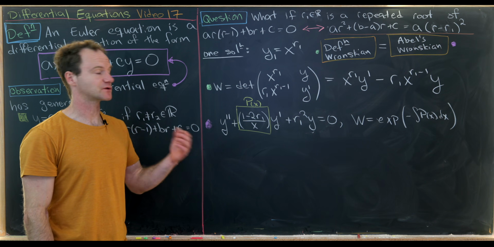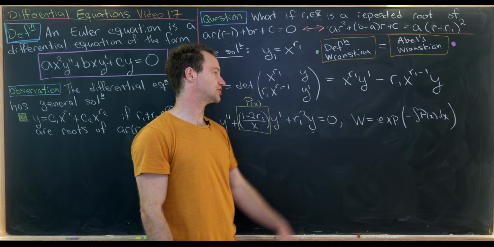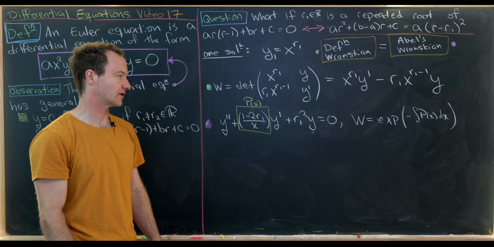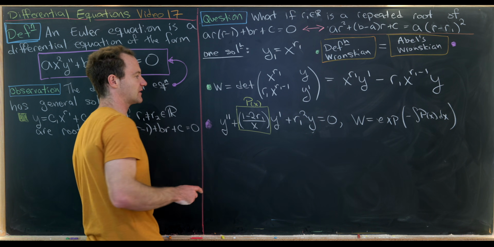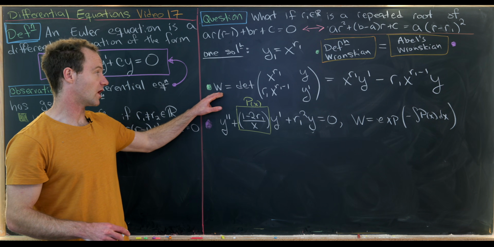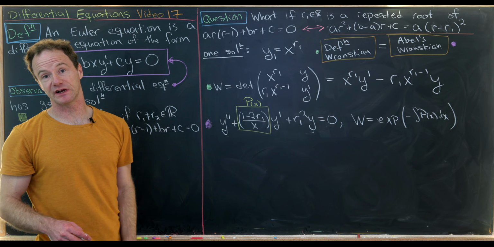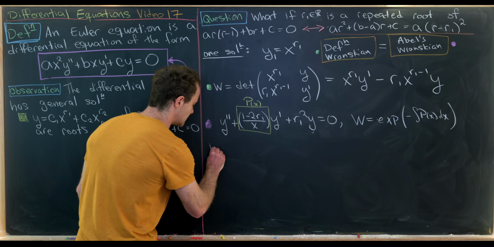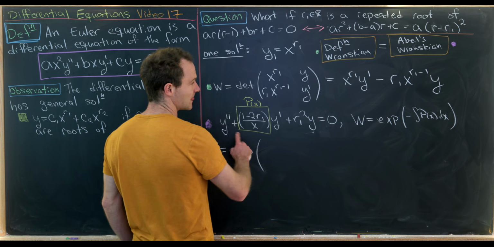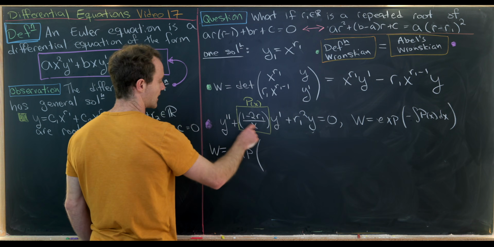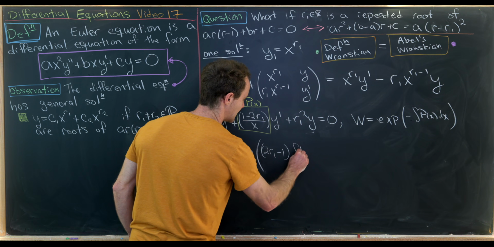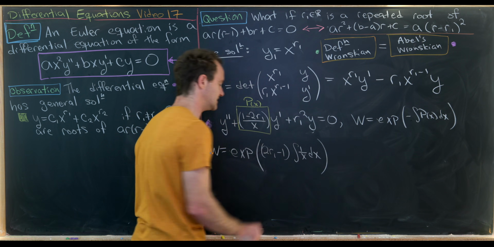So by Abel's Wronskian theorem, we know that W should be equal to the exponential of negative the antiderivative of this function in front of y prime. But now we've got this function in front of y prime in a nice form to interact with the Wronskian from the definition. Okay, so let's look at this. We have W is equal to the exponential of, so that minus sign can be brought in and make this 2r1 minus 1, and then we'll have the antiderivative of 1 over x dx.